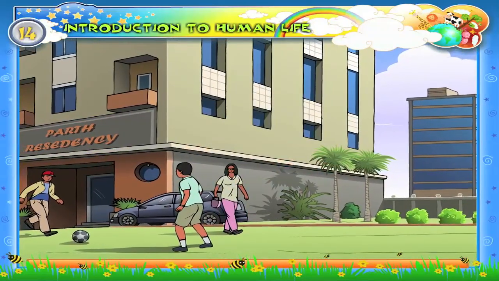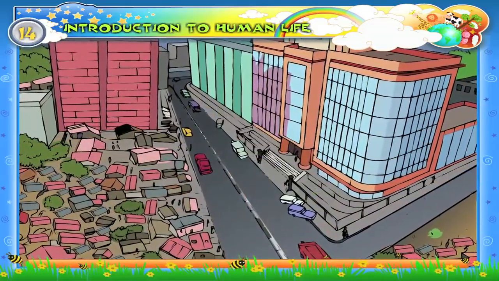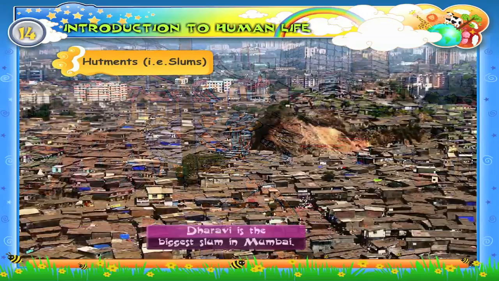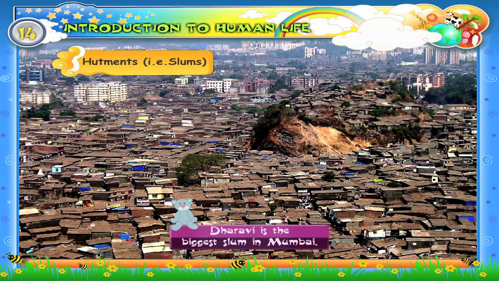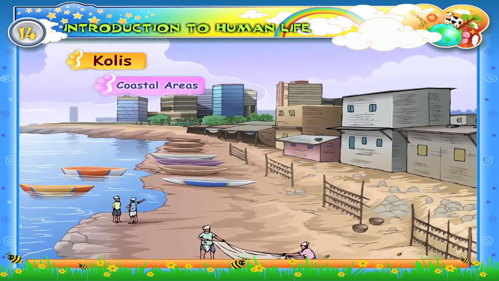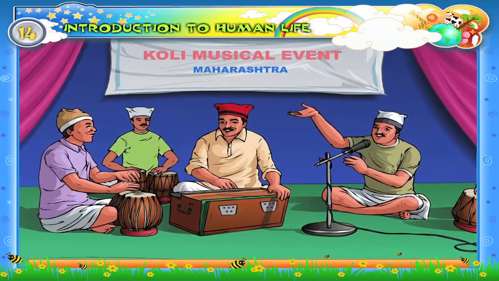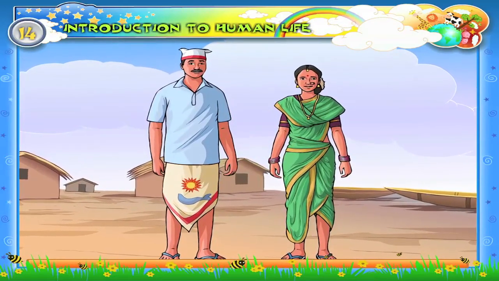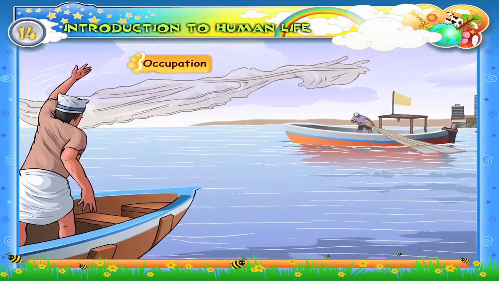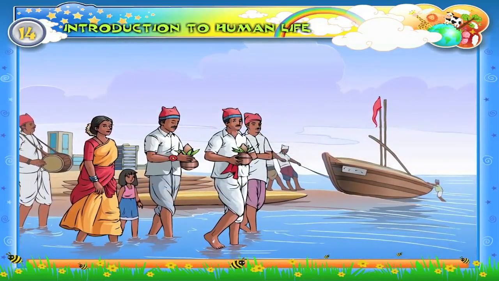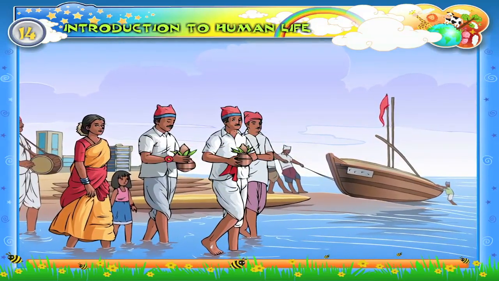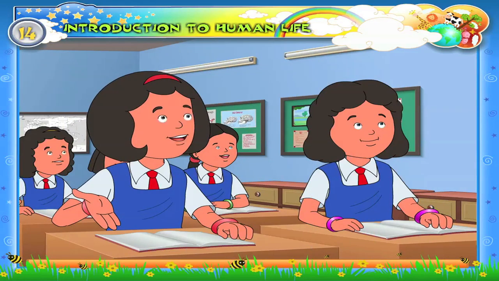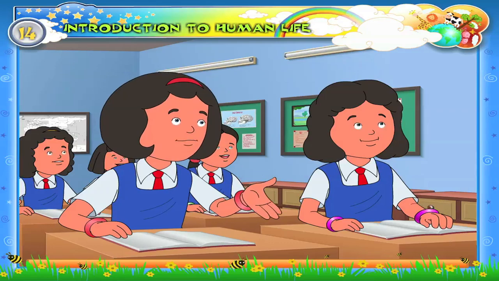People live in multi-storied buildings. As sufficient living place is not available, some people live in hutments, that is, slums. Dharavi is the biggest slum in Mumbai. The Kolis live along the coastal areas of Mumbai. Koli songs, Koli dances, and Koli traditional costumes are very famous. Their traditional occupation is fishing. Every year, they begin fishing after worshipping the sea on Narli Purnima Day. Teacher, it is very interesting to know that human life is so varied and colorful.